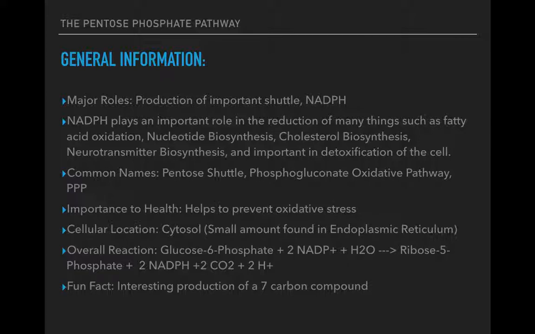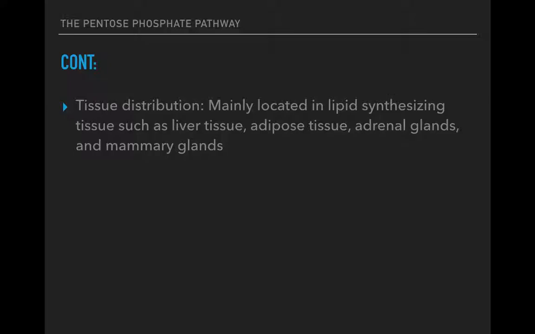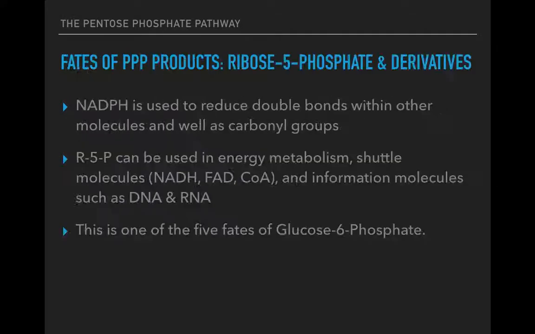reticulum. The overall reaction is glucose 6-phosphate plus 2 NADP+ molecules and a water molecule to yield ribose 5-phosphate, 2 NADPH, 2 CO2, and 2 H+. A fun fact is that there is actually a 7-carbon compound that is produced, and it's rarely seen in the human body, so it's kind of interesting. Also, there's tissue distribution. The pentose phosphate pathway is mainly located in lipid synthesizing tissue such as the liver tissue, adipose tissue, adrenal glands, and mammary glands.